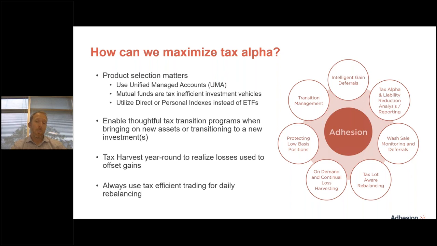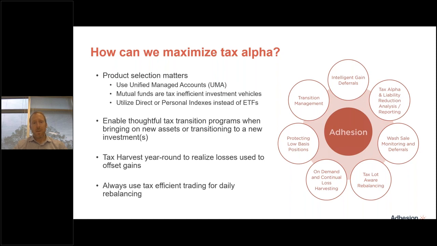The advantages here are, one, you get the performance of the S&P 500, similarly to what you would with an ETF, but you get to hold the actual underlying securities, and you get to enable the tax strategies that we're going to go through in just a few moments that will increase your tax alpha and your advisor alpha by holding those direct positions.